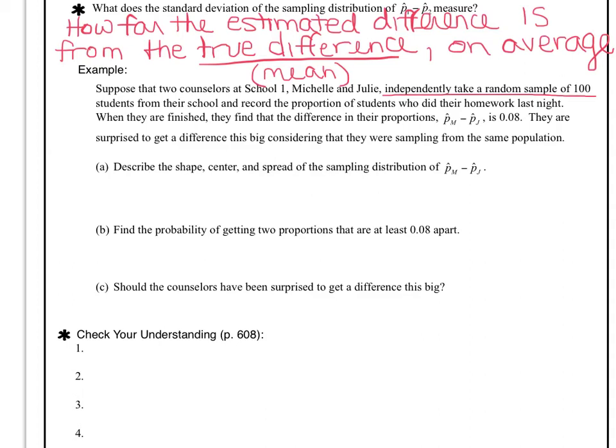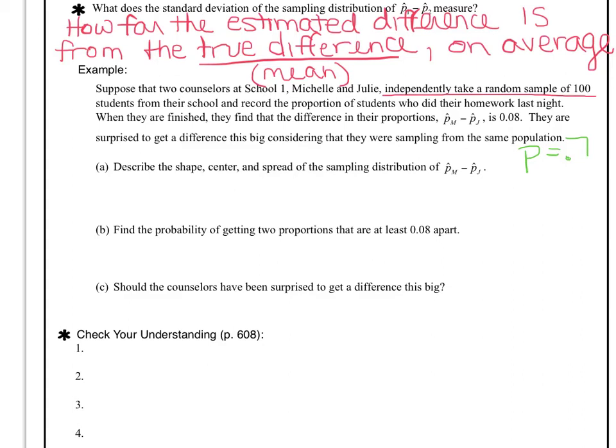So they're recording the proportion of students who did their homework. Okay, when they're finished, they find that the difference in their proportions is 0.08. They're surprised to get a difference this big, considering that they were sampling from the same population. Okay, I'm going to tell you that the population proportion, the P for their school, is 0.7. So P_M would be 0.7 and P_J would be 0.7 because they're both working from the same population.